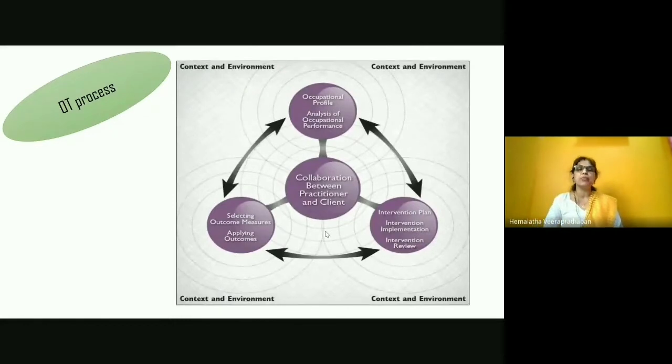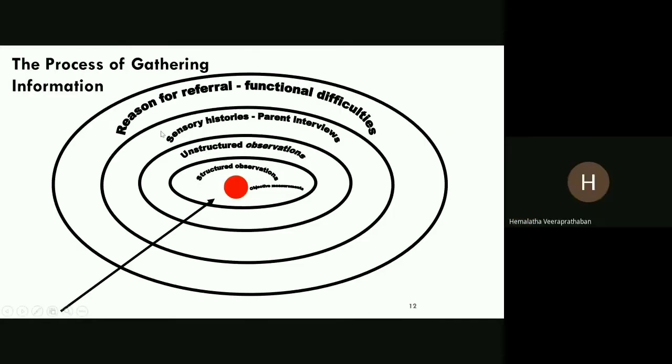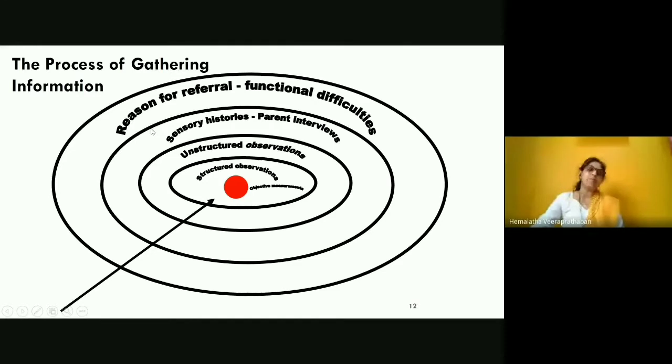In the OT process, OT processing begins with collaboration between the practitioner and the client. In three-panel dimensions, you create an occupational profile, you understand the client's priority in terms of occupational performance barriers, and you start analyzing. So the first step of the OT process is conducting an interview, interacting with the family members and the physicians. We get the referral from the physicians, so we really need to understand the reason for the referral.